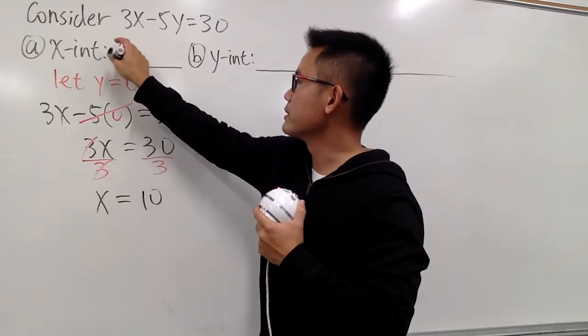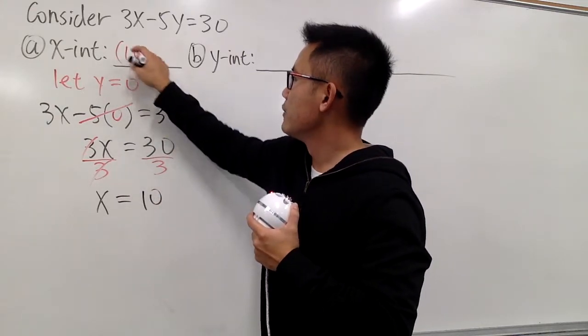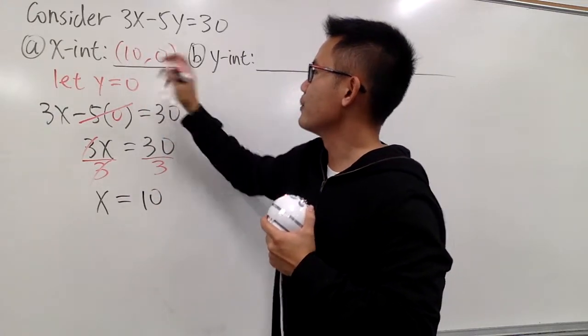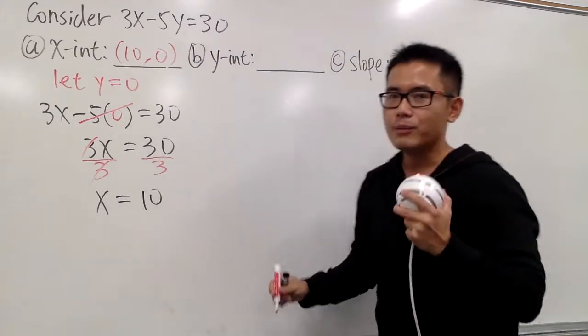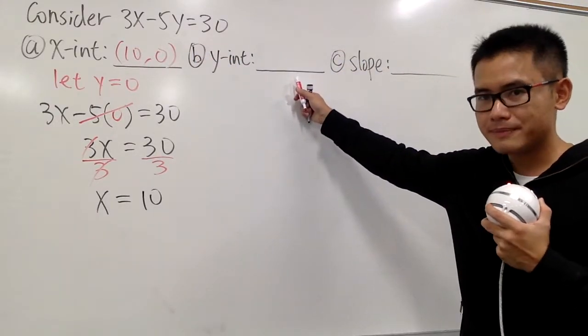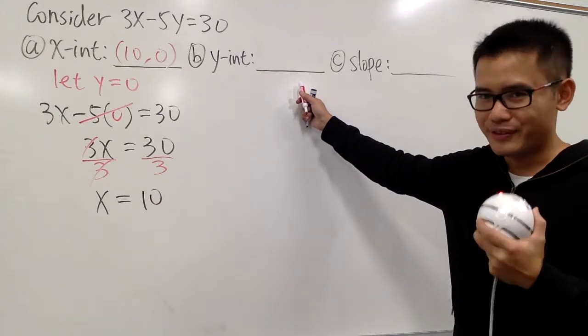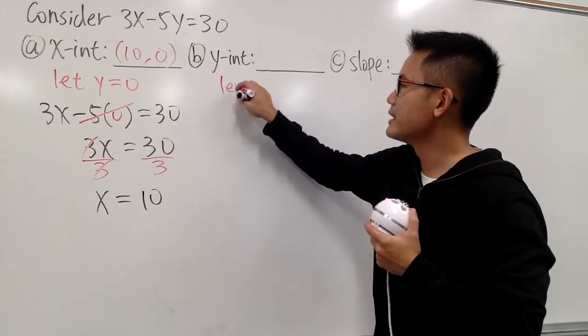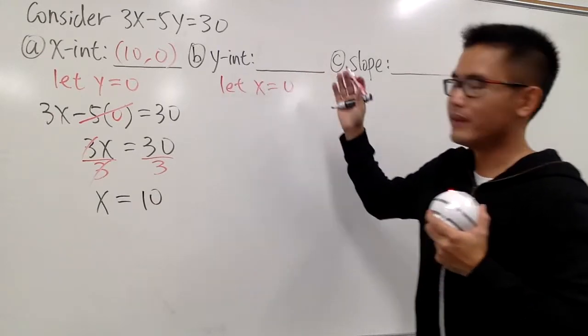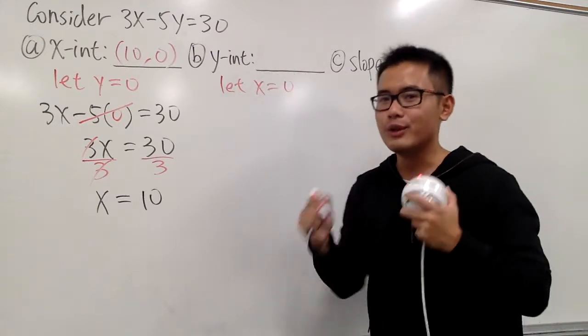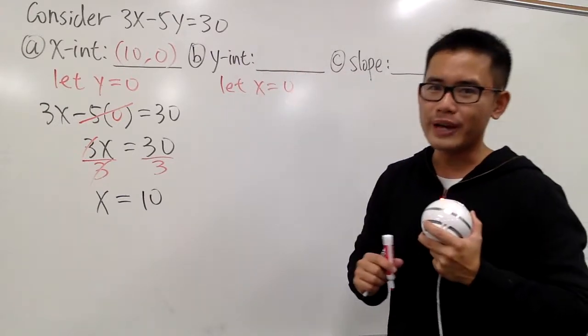So we put this down as a point. 10 for the x value, and then 0 for the y value, just like that. Now, moving on to the y-intercept. It's similar, but it's of course different. We are going to let x equal to 0 for the y-intercept. You have to remember the first step really well, okay?